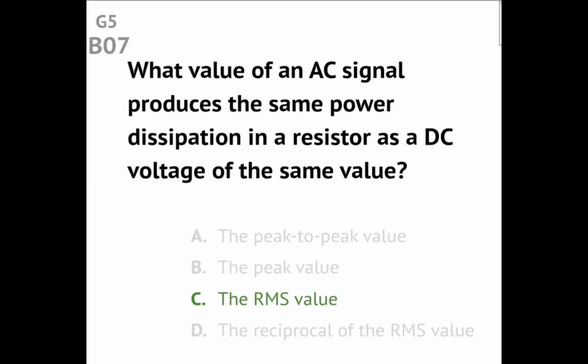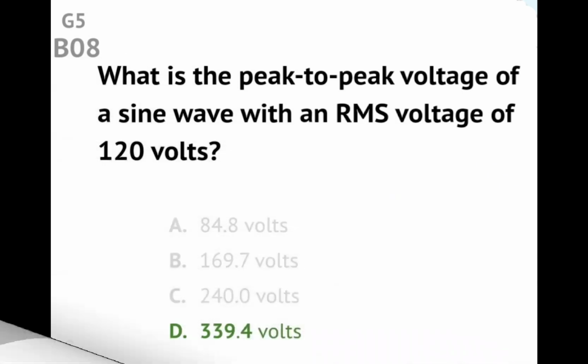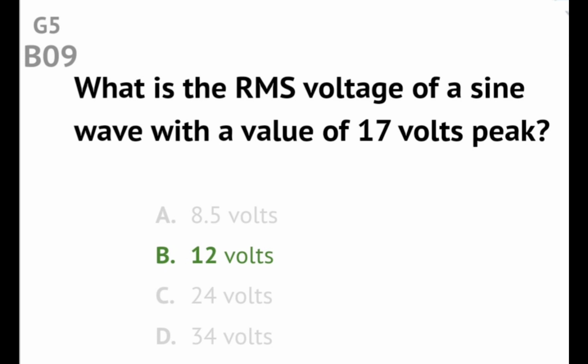Question G5B07. What value of an AC signal produces the same power dissipation in a resistor as a DC voltage of the same value? Answer: the RMS value. Question G5B08. What is the peak-to-peak voltage of a sine wave with an RMS voltage of 120 volts? Answer: 339.4 volts. Question G5B09. What is the RMS voltage of a sine wave with a value of 17 volts peak? Answer: 12 volts.